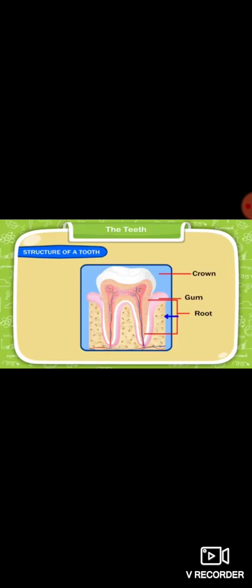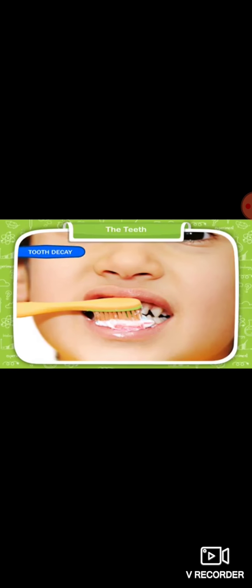And root is the part fixed inside the gum. Okay, it is below the gum. Now this white structure which we can see in our mouth is called enamel. Below enamel there is dentine which is a little bit softer than enamel. Okay, enamel is the hardest substance of our body. And then we have this pulp. It forms the central part of the tooth and it has blood vessels and nerves.